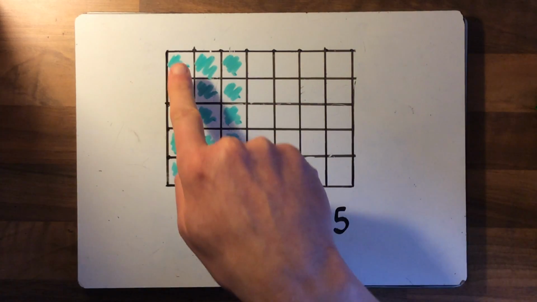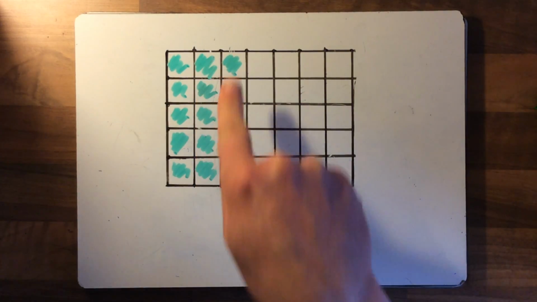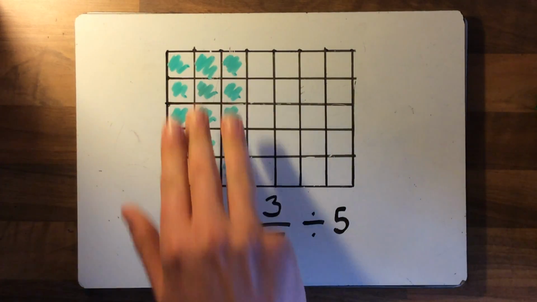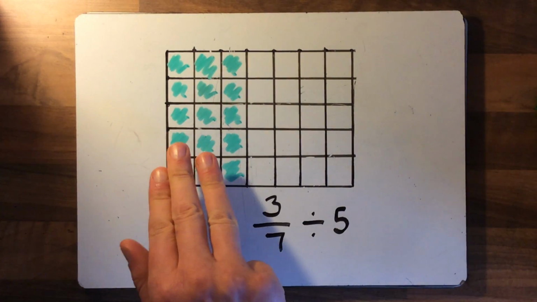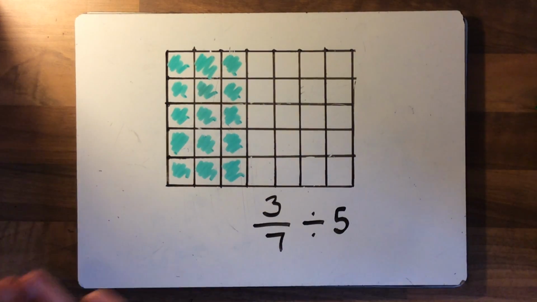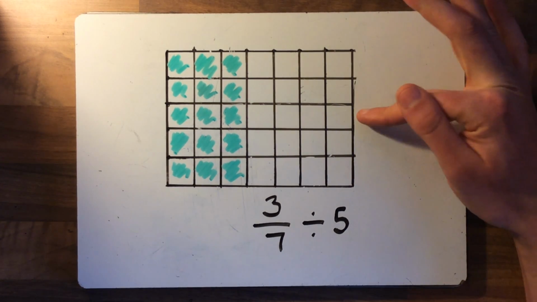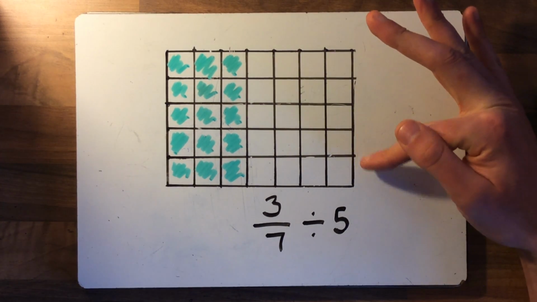And you can see here, this has been split up into 7. 1, 2, 3, 4, 5, 6, 7. And I've shaded in 3 of them. That's representing the 3/7. Now that 3/7 is then going to be split equally 5 times. And that's why you can see it across here. 1, 2, 3, 4, 5.